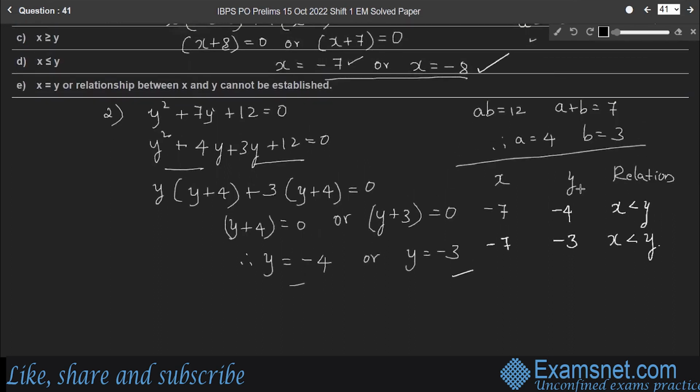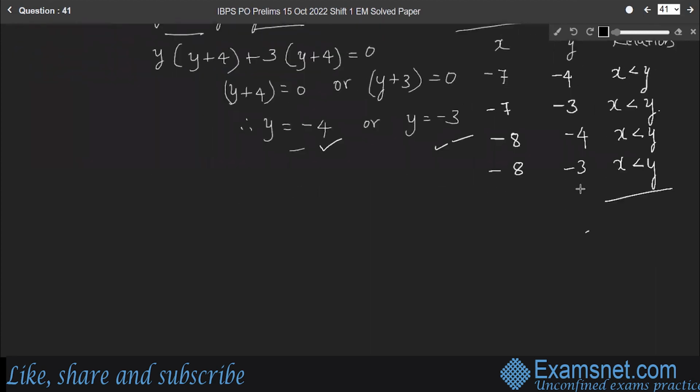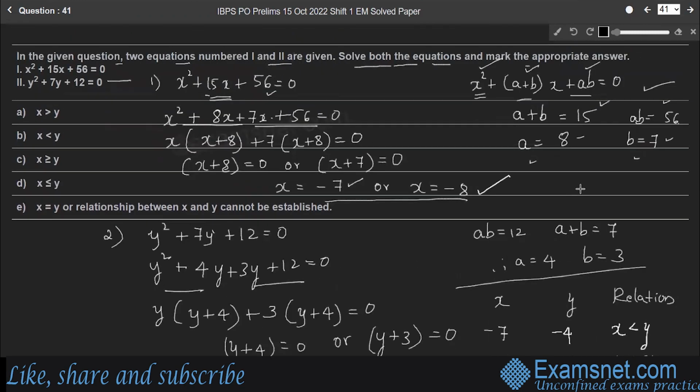Now consider the second value of x, minus 8. If again y is minus 4, so minus 8 is less than minus 4, x is less than y. If again x is minus 8, y is minus 3, so x is strictly less than y. Therefore, we can conclude that x is strictly less than y. So look at the options. Option B is the right answer. x is less than y.